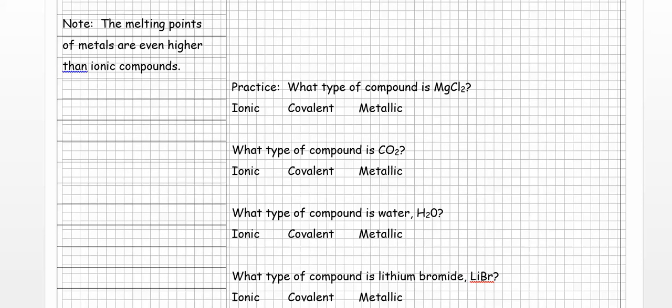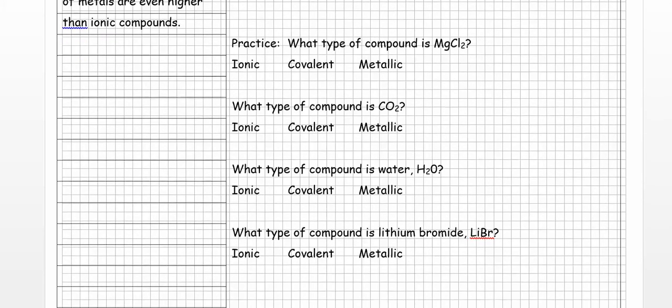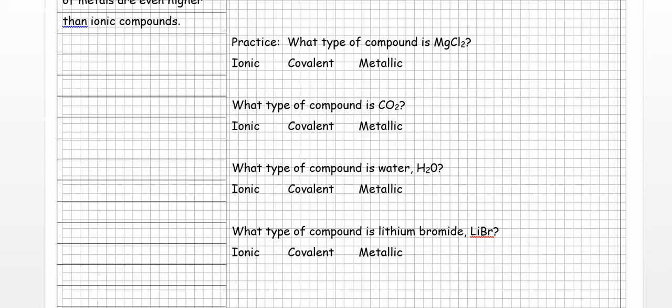But how do we predict whether a molecule, or whether something, is going to be ionic, covalent, or metallic? Well, let's take a look at a couple of examples. Let's take a look at magnesium chloride, or MgCl2. To answer whether magnesium chloride is going to be ionic, covalent, or metallic, we're going to have to know where the elements are coming from on the periodic table. So let's find magnesium on the periodic table.